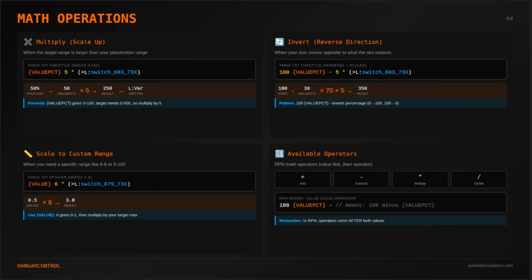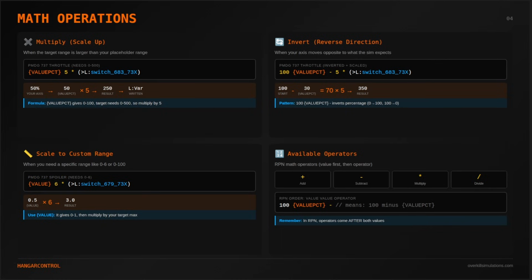So once again, real quick, we take the 100, the value percent, then minus 5, then multiply, and again your command. This takes 100, subtracts your percentage, then multiplies it by 5. So the 30% becomes 70 times 5 equals 350 flipped. Okay, so that's how you would invert an axis or invert a command.